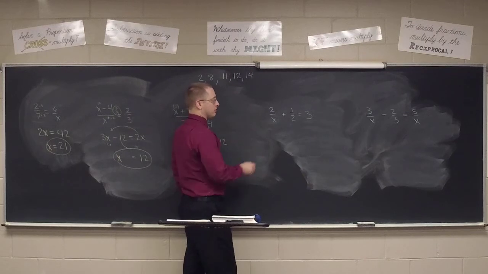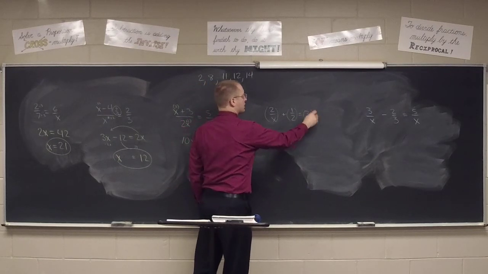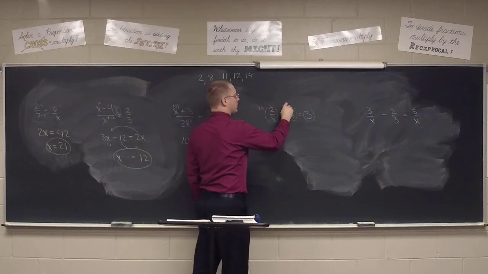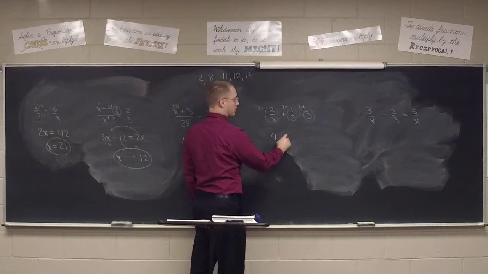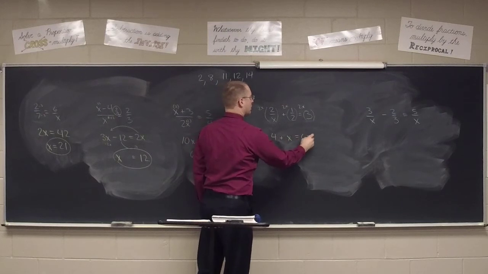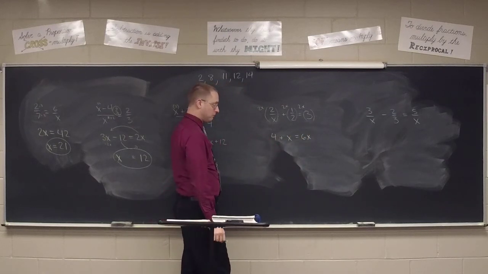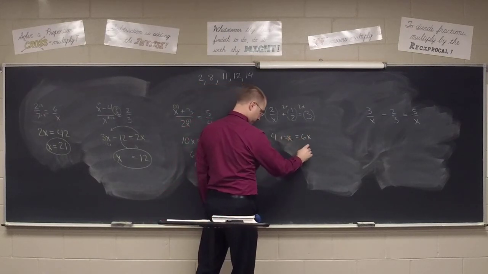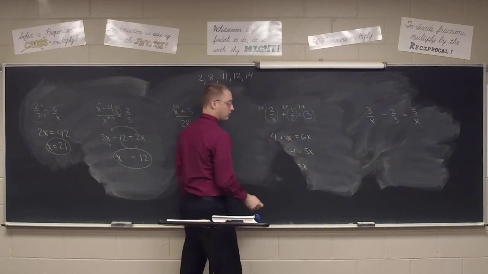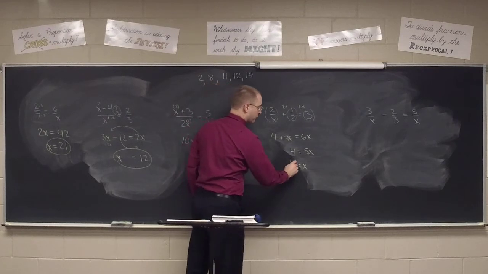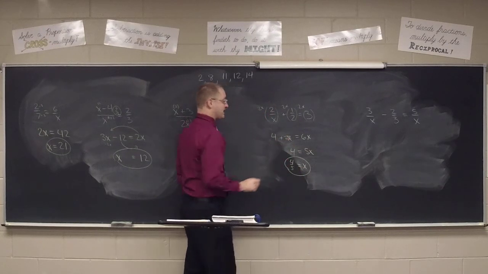Gavin? Multiply everything by, which is? 2x. And when I multiply everything by 2x, the equation becomes? 4 plus x equals 6x. From there? Move the x over to get a 5x is equal to 4. So x is equal to? 4 over 5. 4/5. It's nasty to want to check.